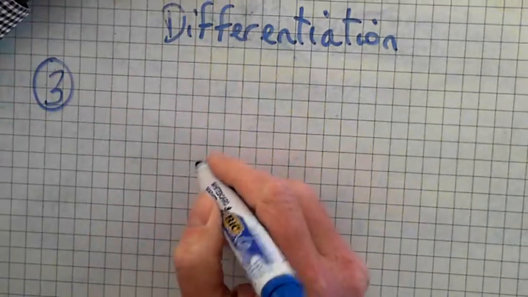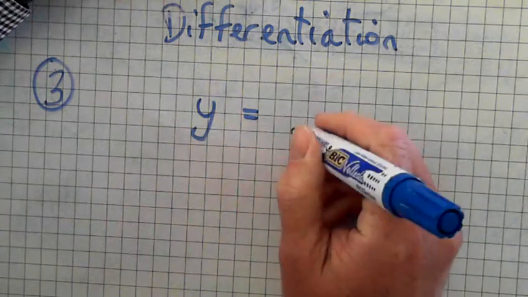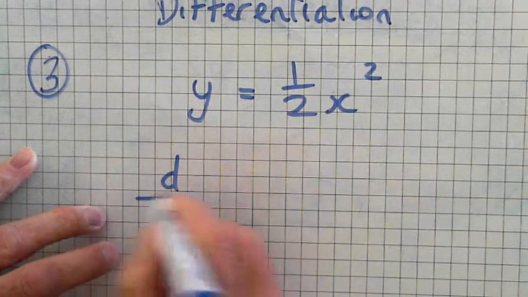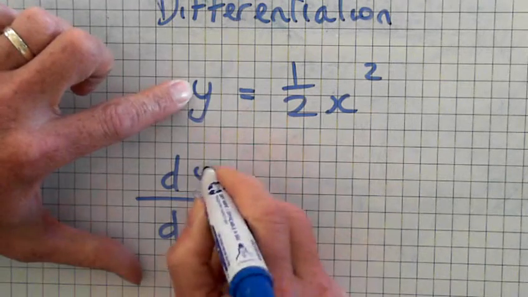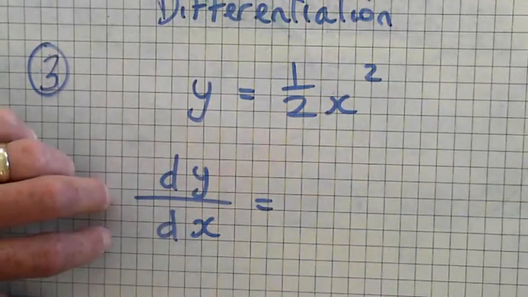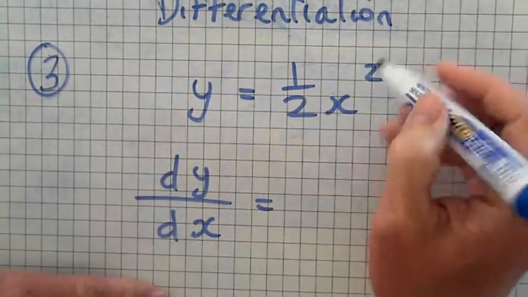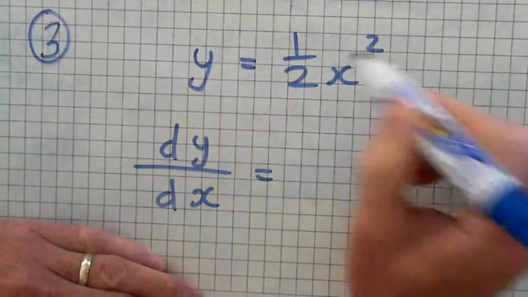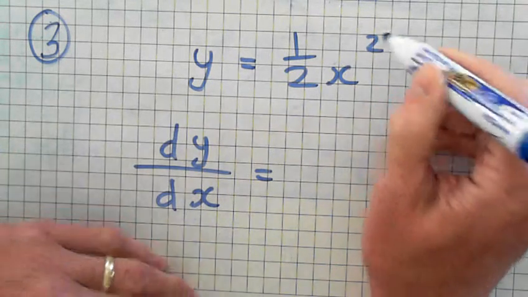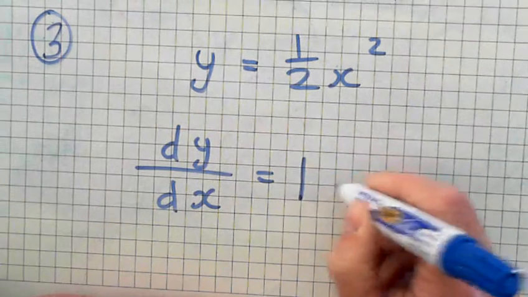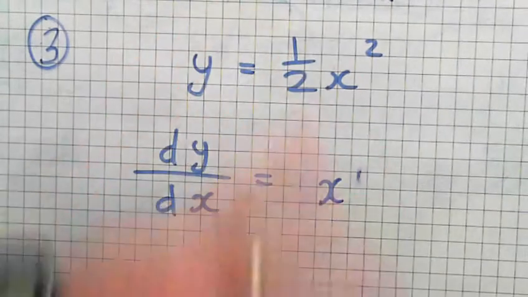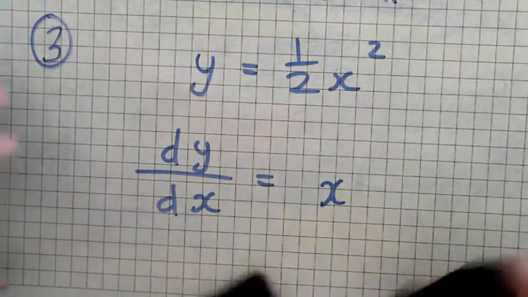Question 3. y is equal to a half x squared. So again, dy/dx. So the first letter is y, second letter is x. This is called differentiating, differentiation. And is there a name for y and x? Well, this is a function. You can use it to draw a graph. Right, the first thing you do is 2 times a half is 1. x, subtract 1 from that. So that can also be written as just x.